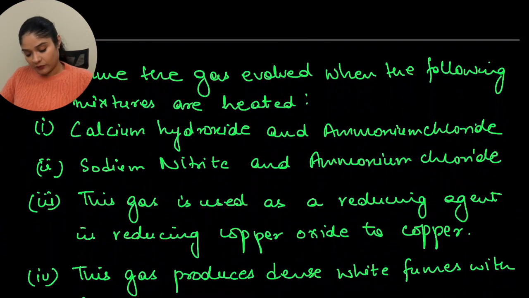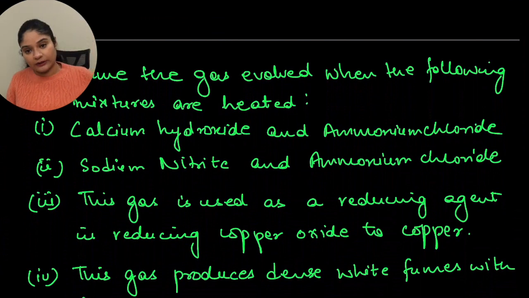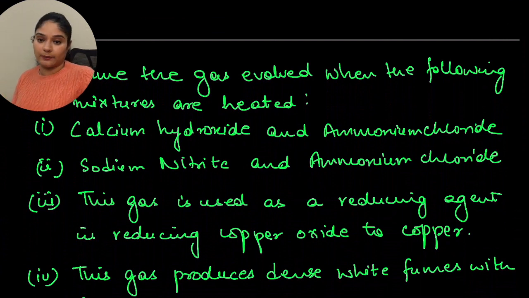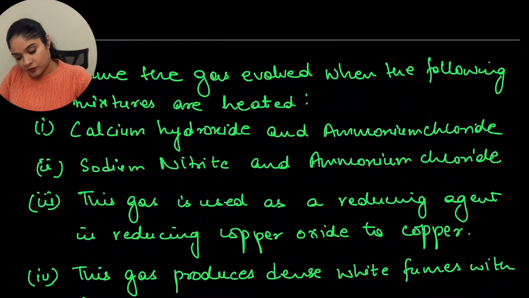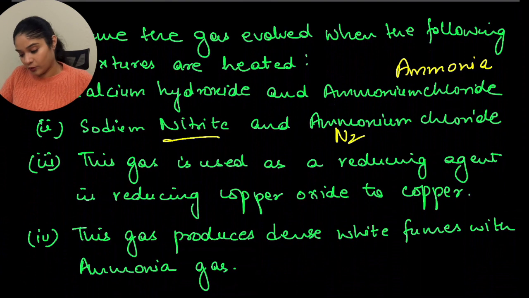Name the gas evolved when the following mixtures are heated. So calcium hydroxide and ammonium chloride. So if we have done this in reaction, so when you have calcium hydroxide and ammonium chloride, you end up getting ammonia gas. So ammonia. The next is sodium nitrite and ammonium chloride. So in this case, you get nitrogen. You have nitrite. You end up getting nitrogen gas.